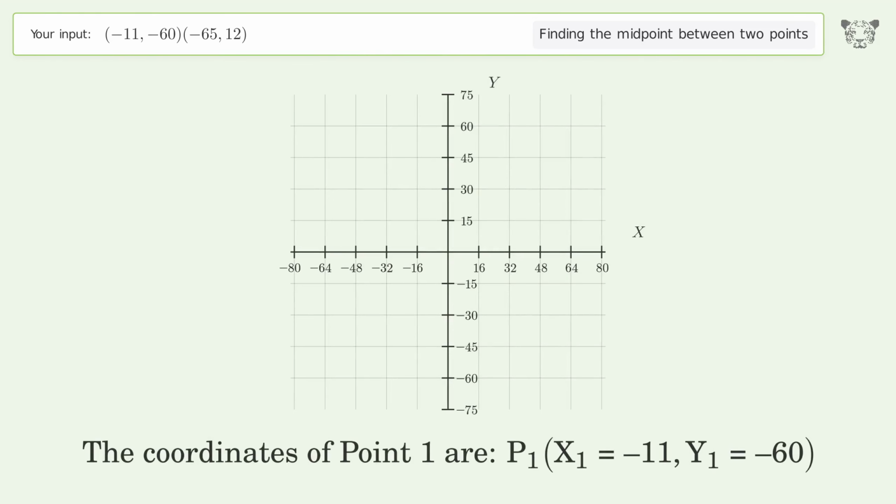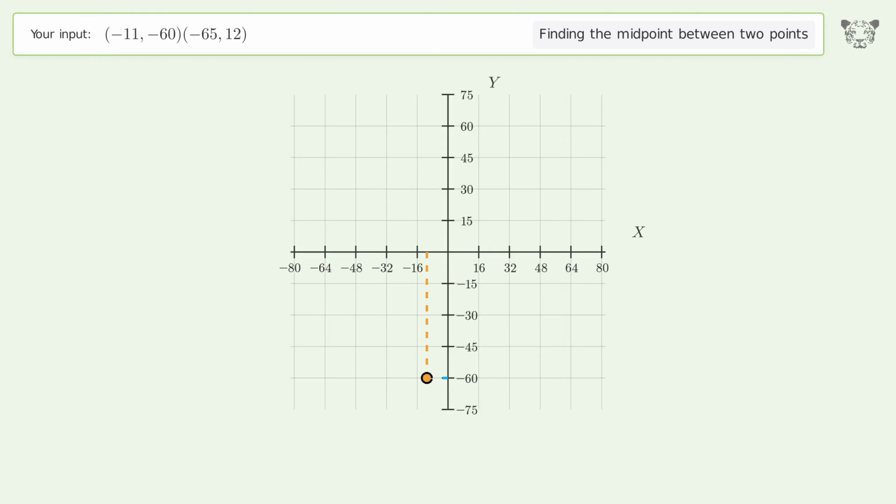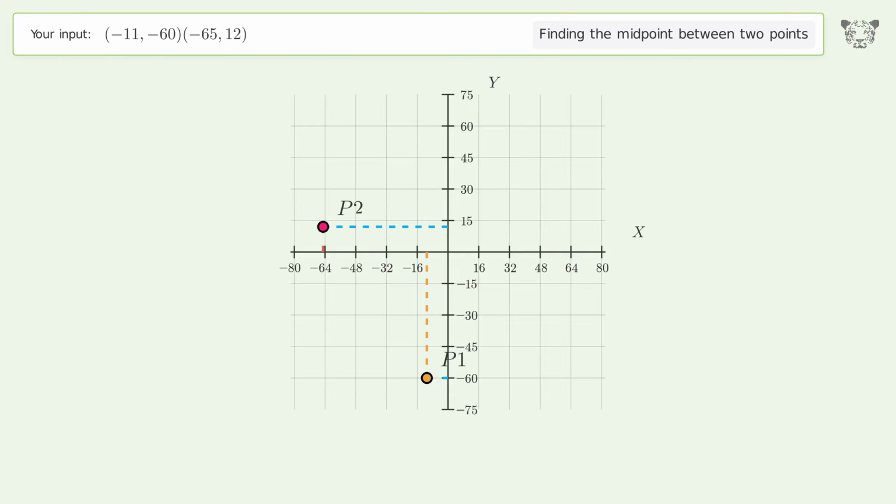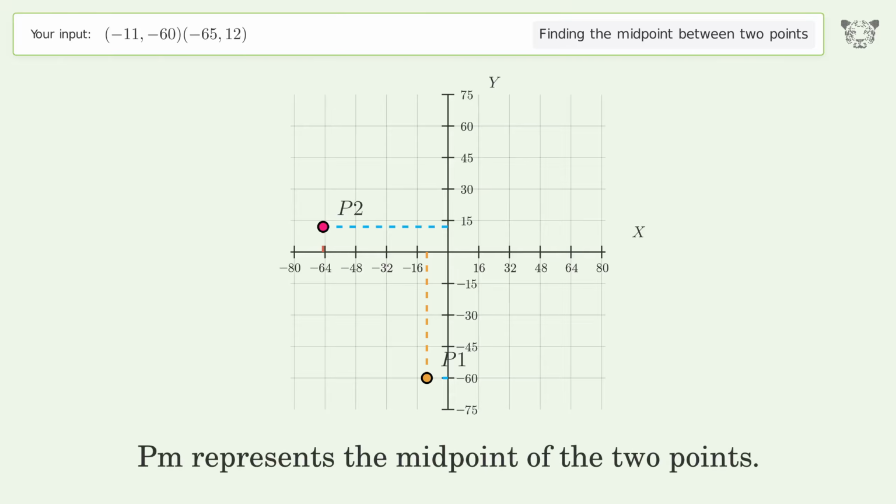The coordinates of point 1 are x1 equals -11, y1 equals -60. The coordinates of point 2 are x2 equals -65, y2 equals 12. PM represents the midpoint of the 2 points.